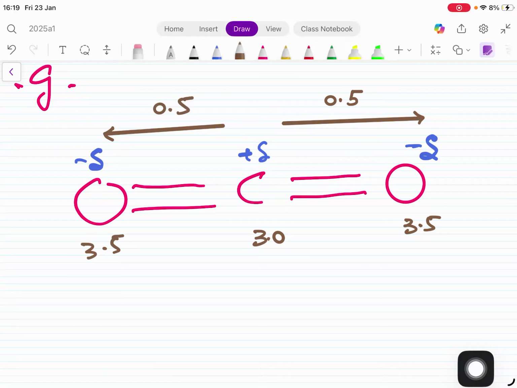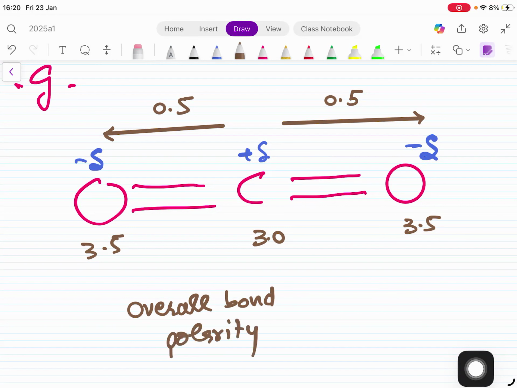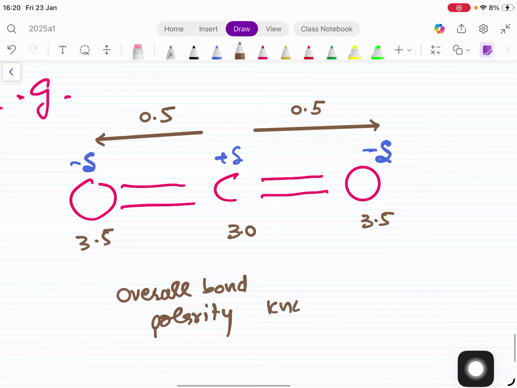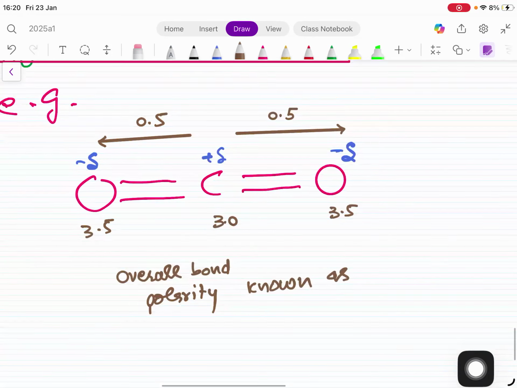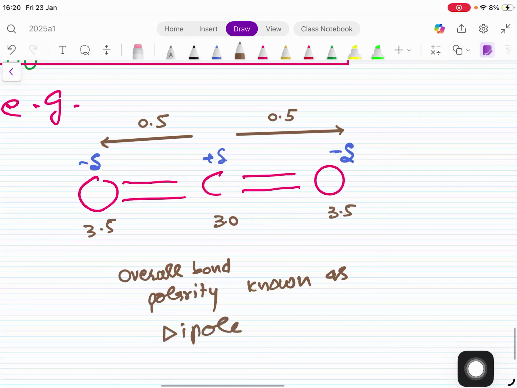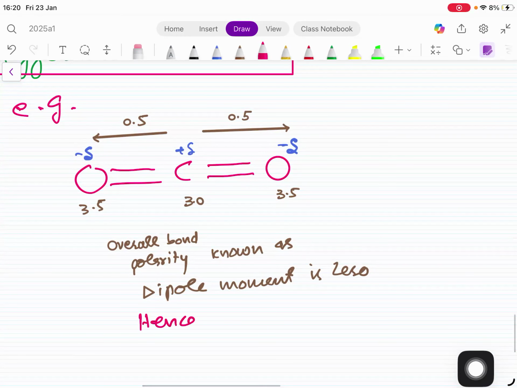Now, two vectors which are opposite in direction and same in magnitude, if you add them up by vector addition, what will be the answer? 0. So it means the overall bond polarity, which in technical terms is known as the dipole moment, is 0. Hence, this molecule is not polar, hence non-polar. So I hope you understand this.